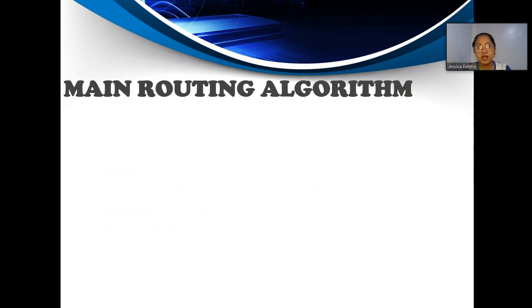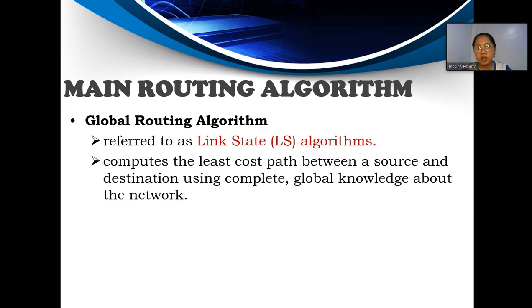There are two main routing algorithms. One is the global routing algorithm, referred to as link state, or LS, algorithms. It computes the least cost path between a source and destination using complete global knowledge about the network. The algorithm takes the connectivity between all nodes and all link costs as inputs. This then requires that the algorithm somehow obtain this information before actually performing the calculation.